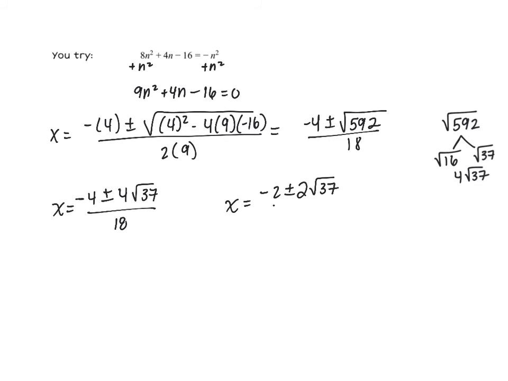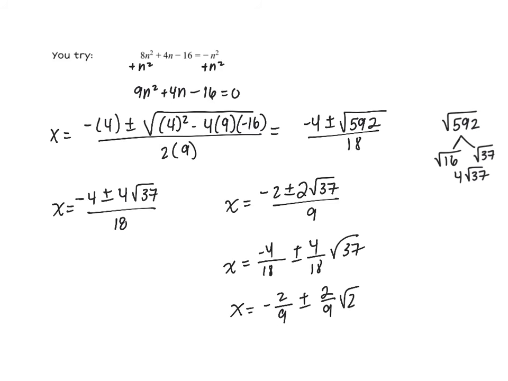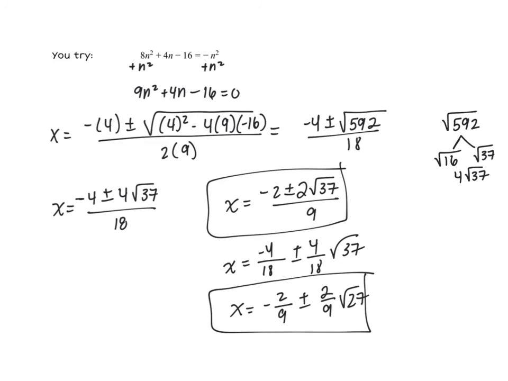of 37 over 9, or I could have written it as x equals negative 4 over 18 plus or minus 4 over 18 square root of 37, and simplified each of those fractions, which gives us negative 2 over 9 plus or minus 2 over 9 square root of 37. Both of these formats would be acceptable.